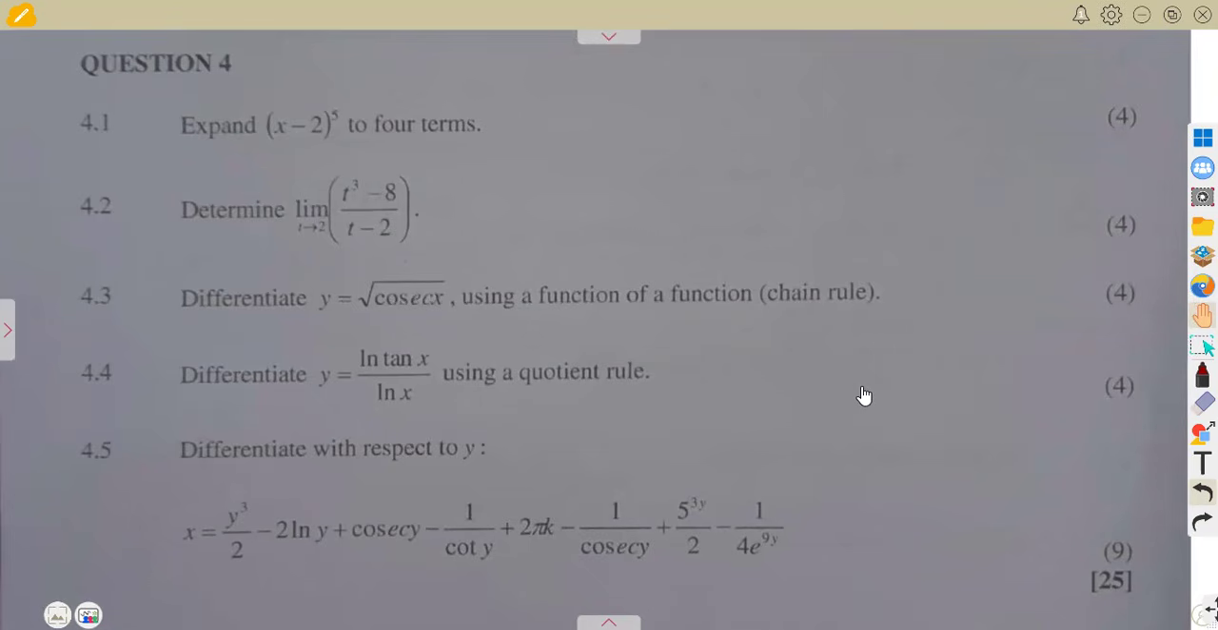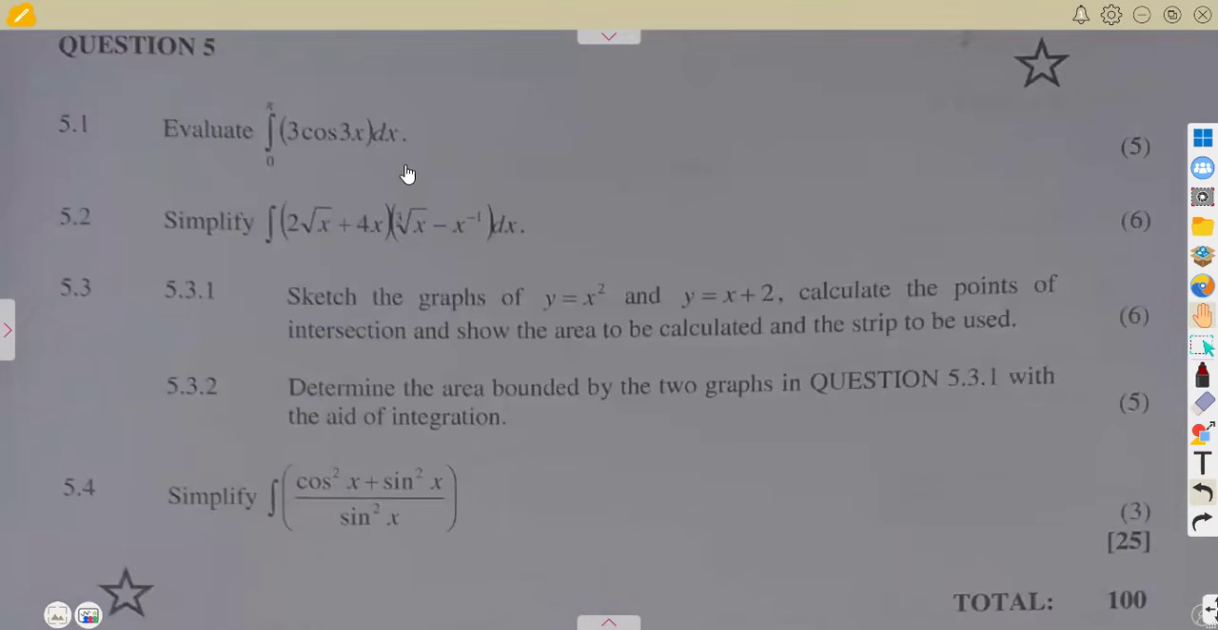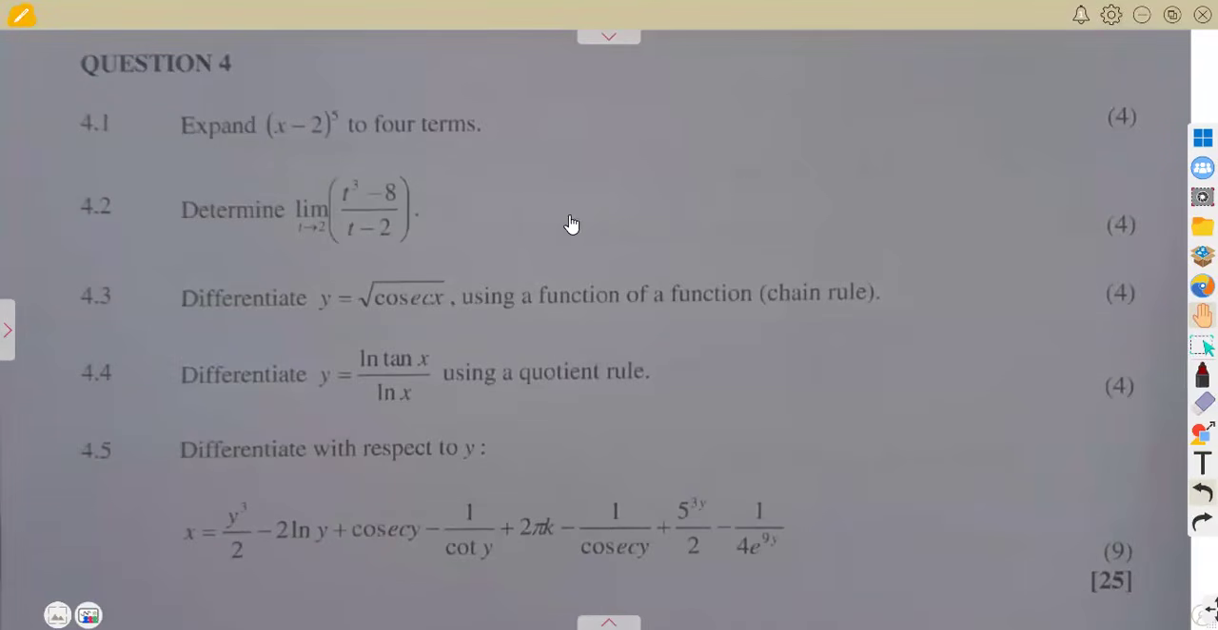It can be like this. So as you can see, question 4 was 25 marks, and also question 5, which is the question on integration, 25 marks. So now we can see integration is having 25 marks. The derivative was 25 marks. It was having 25 marks, the part of the derivatives.